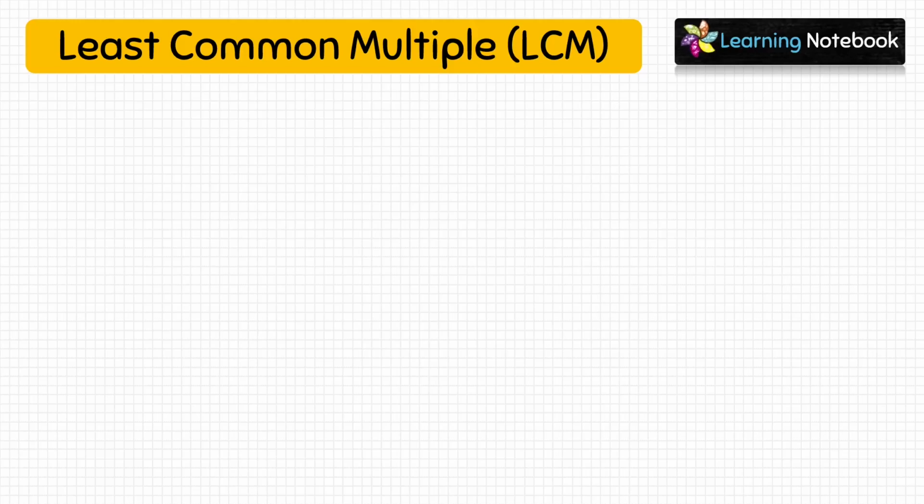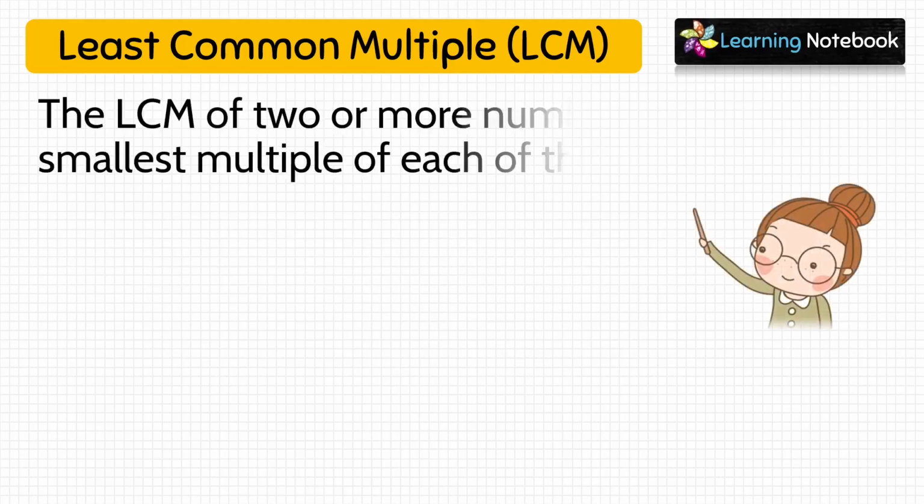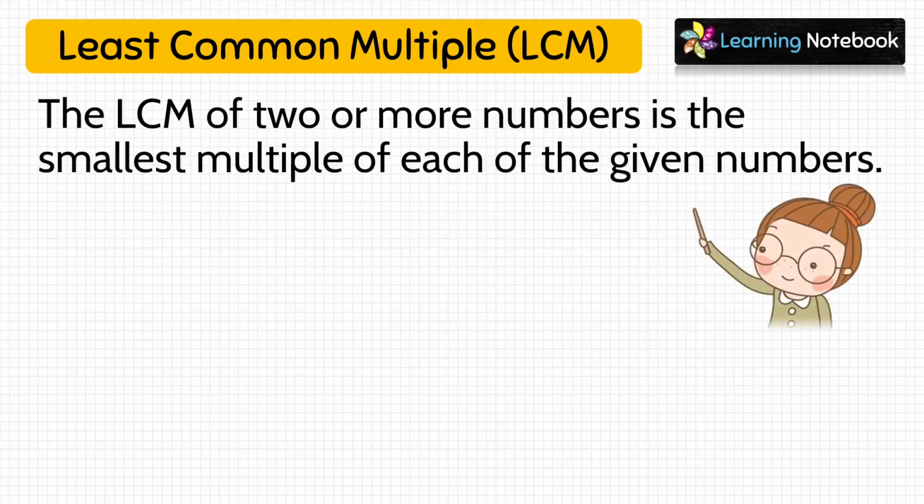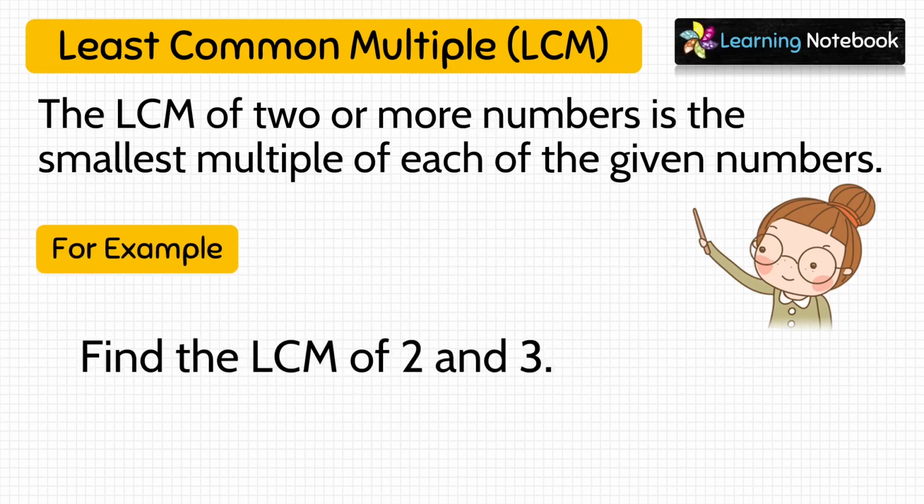Now let's understand what is LCM or least common multiple. The LCM of 2 or more numbers is the smallest multiple of each of the given numbers. Students, we will understand it with the help of an example. Let's find the LCM of 2 and 3.